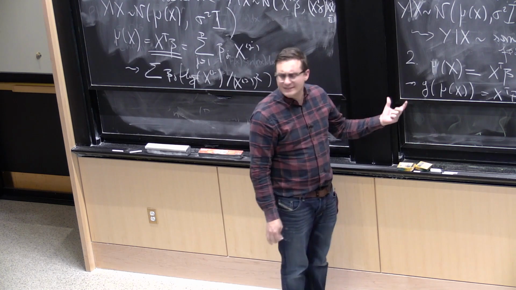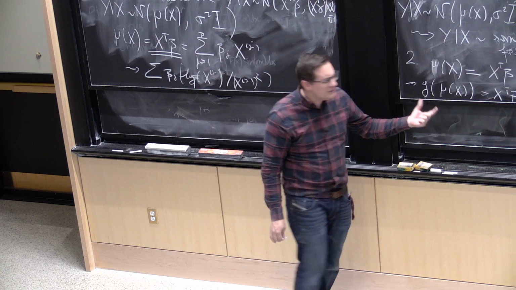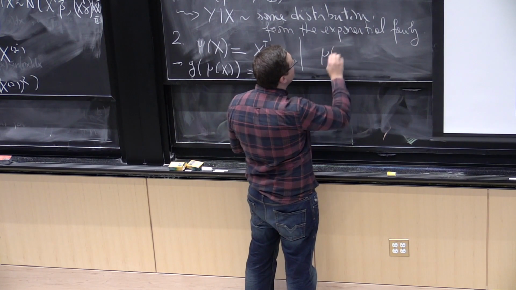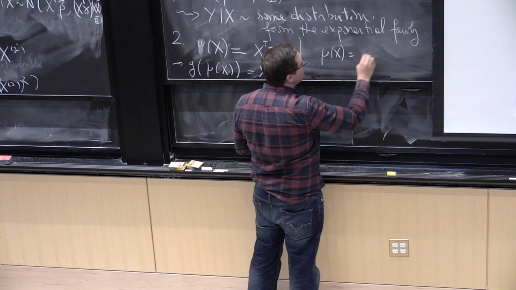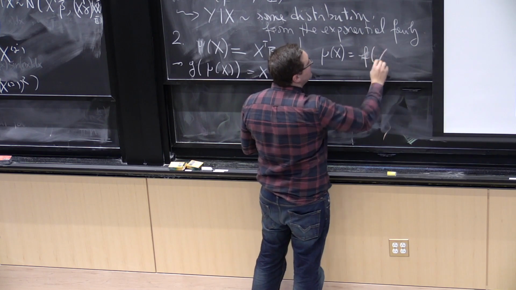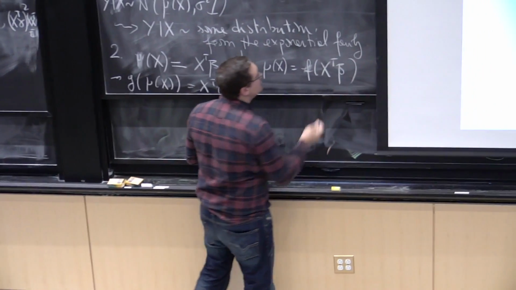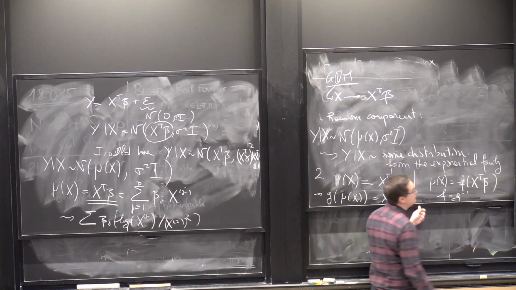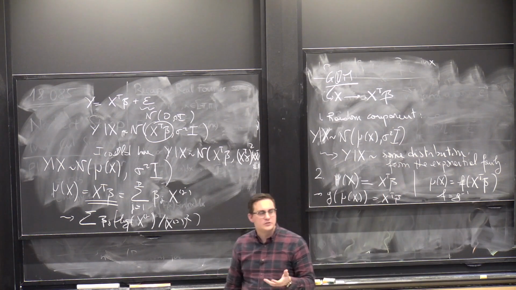Now, admittedly, this is not the most natural way to think about it. What you would probably feel more comfortable doing is write something like mu of x is a function, let's call it f, of x transpose beta. But here I just decide to call f g inverse. OK? That's just my g inverse.